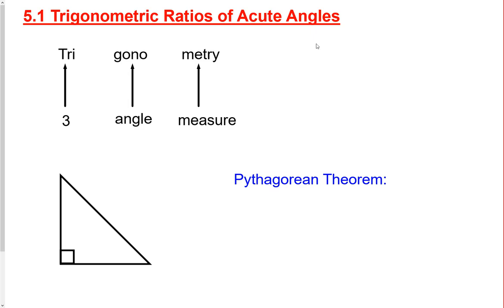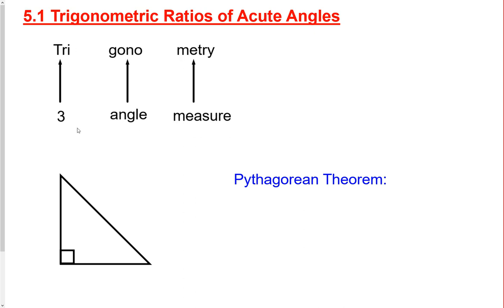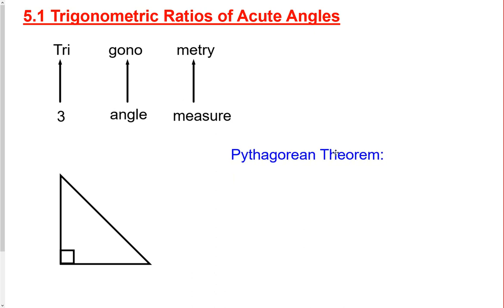Okay. So when we're talking about trigonometry, what we're doing is actually right there in the name. So tri, of course, means 3, gono is angle, and metry is measure. So we're just doing 3 angle measures. And that's what trigonometry is all about. It's right there in the name.